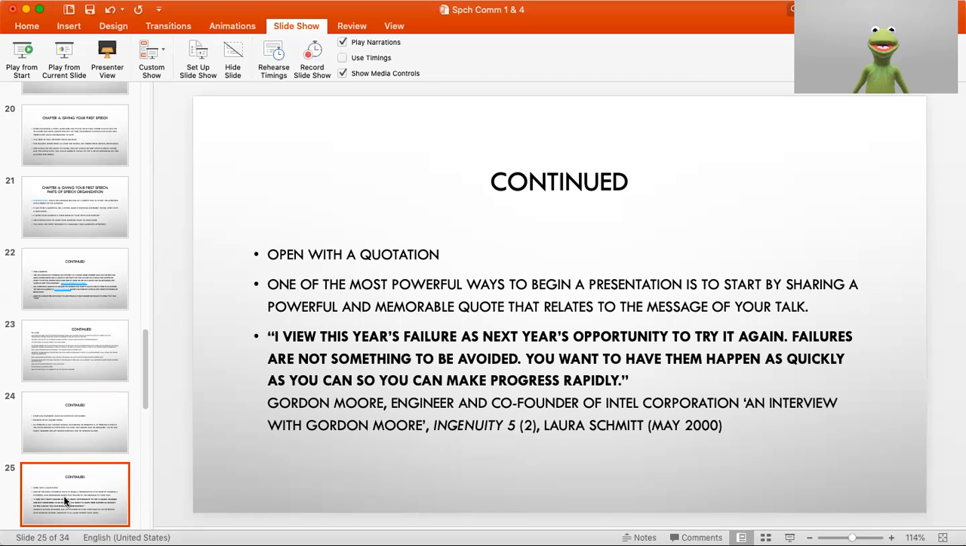So here's the quotation. "I view this year's failure as next year's opportunity to try it again. Failures are not something to be avoided. You want to have them happen as quickly as you can so you can make progress rapidly."